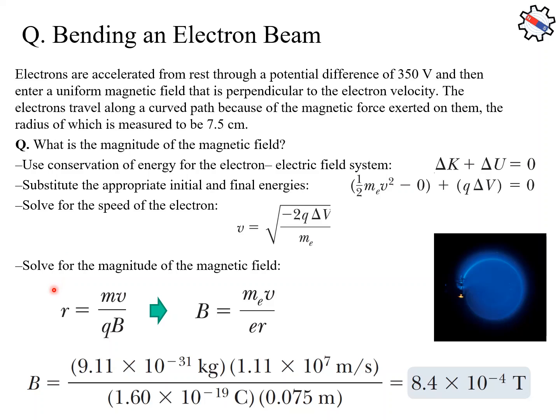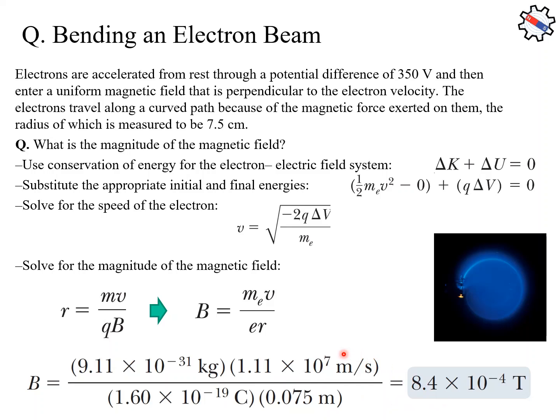Okay, well, we want to find the magnitude of the magnetic field. We have this from the previous page. Rearranging for B, we get that. We need to put V in here, so if we find V, then slot it in. V turns out to be 1.11 times 10 to the 7 meters a second. And we get this for the magnetic field.